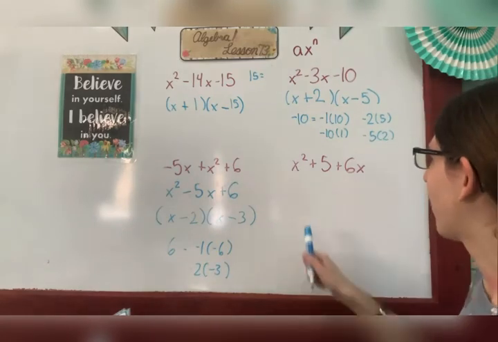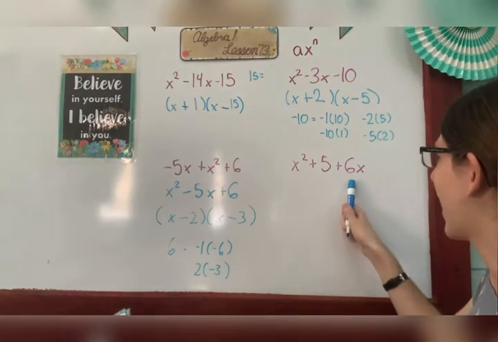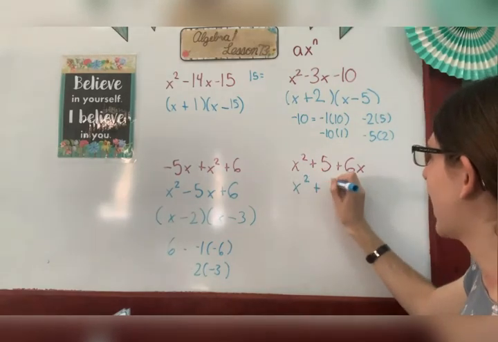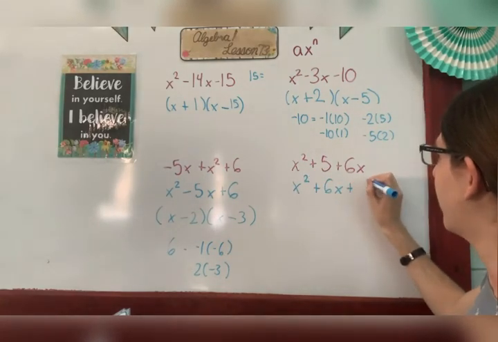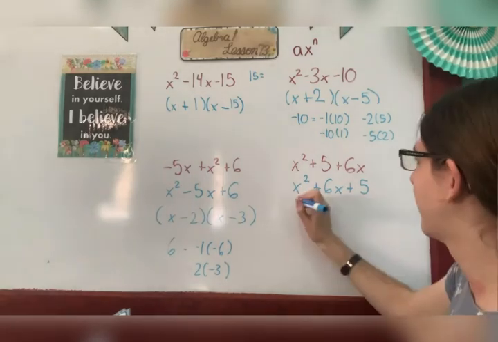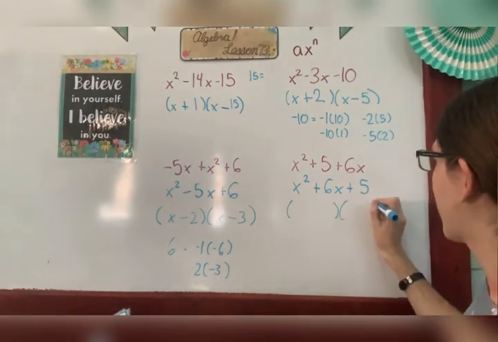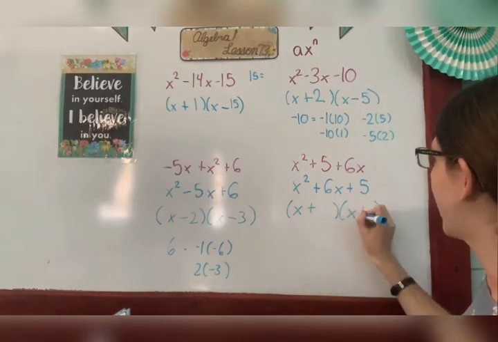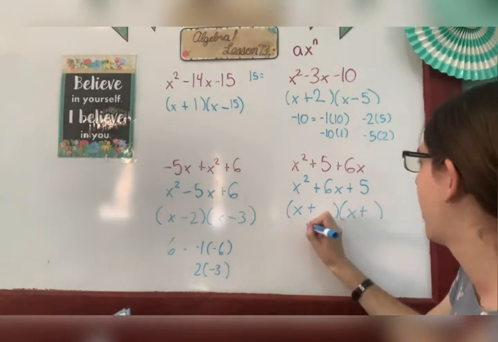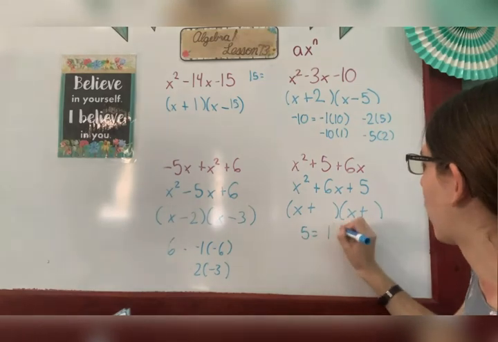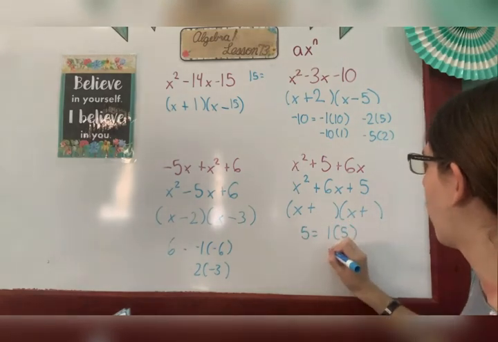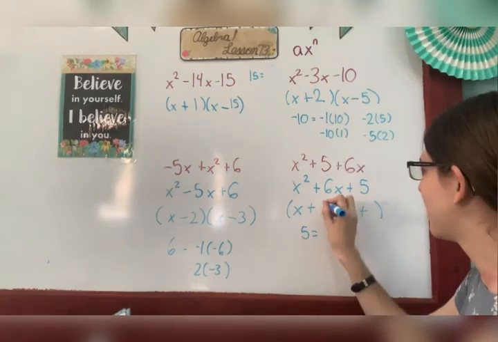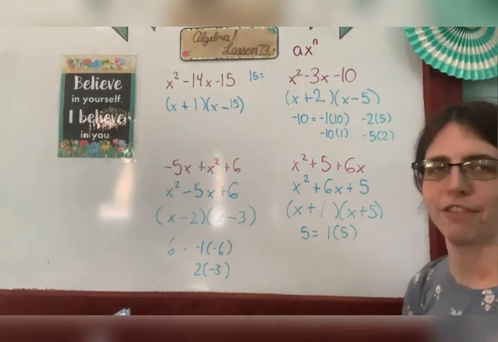All right, one more. x squared plus 5 plus 6x. Well, I'm going to reorder this again so it's in the format I'm used to looking at. Put my 6x in the middle and my whole number at the end. Draw my parentheses. I know that I start with x. Everything is positive, so that means my factors are positive. The factors of 5 are 1 times 5, and that's it. So that has to be it, 1 and 5.